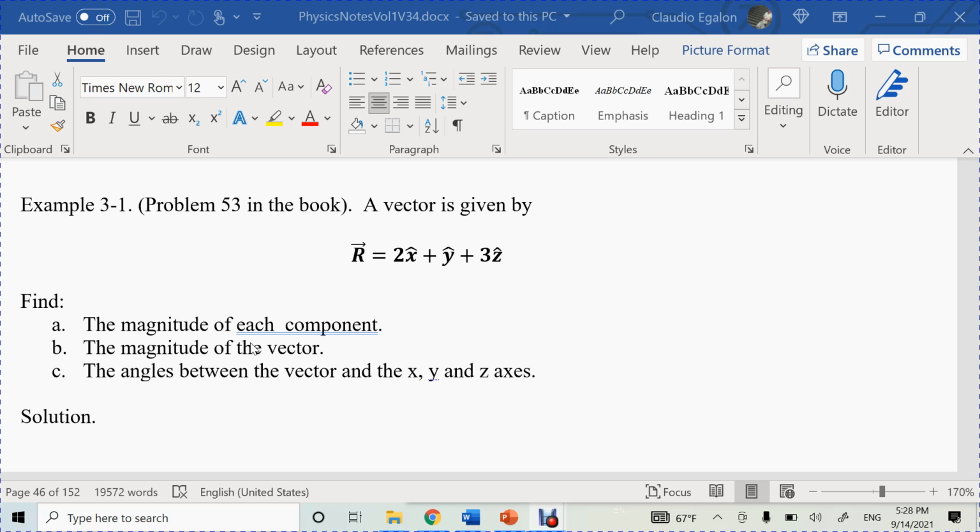So this vector has 2 units along the x direction. Along the y direction, it has only 1 unit. Oh no, that's z. That's z. Okay, right in here. And along the z direction is 3 units. 1, 2, and 3, right? Right there.